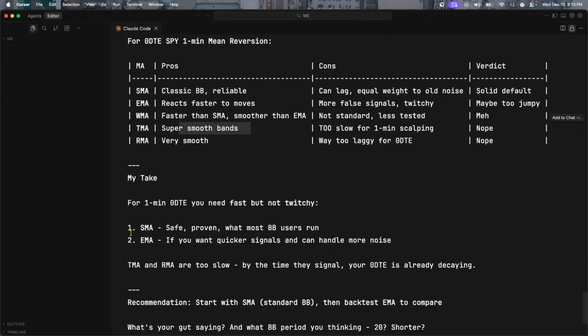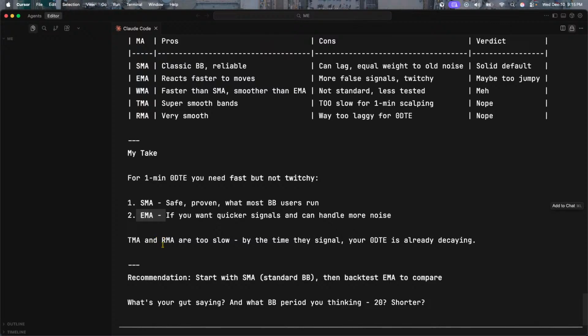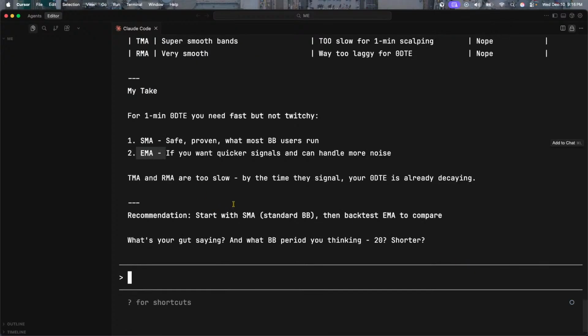So for my take, it's going to be the SMA or the EMA. TMA and RMA are too slow. I feel like I'm in a science class right now, but just follow me. By the time they signal, your 0 DTE is already decaying. So recommendation, we're going to start with SMA, then backtest EMA to compare.